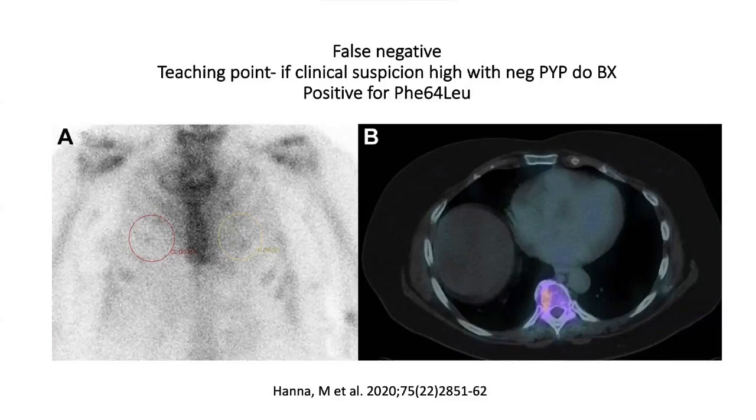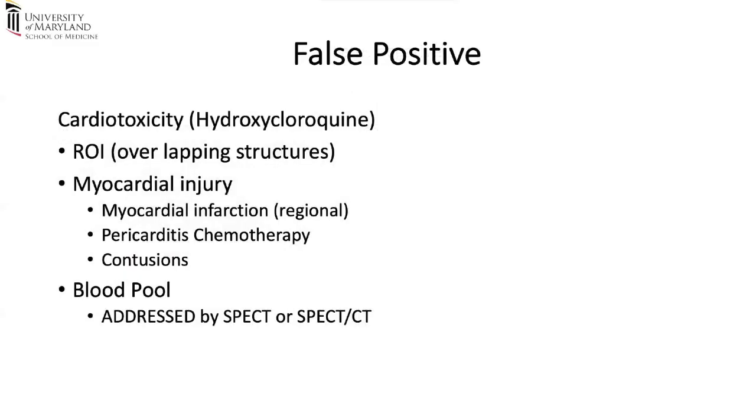This was a rare type of amyloid that they presented. They did an excellent job presenting this case. Let's go into false positive tests now. Cardiotoxicity, hydroxychloroquine. Don't take it for COVID.